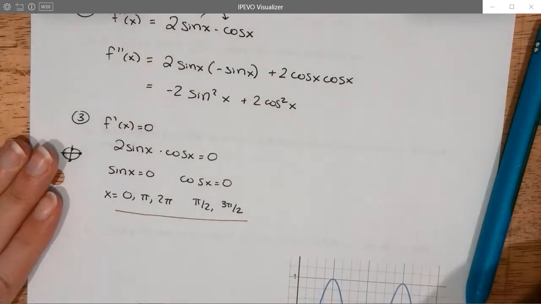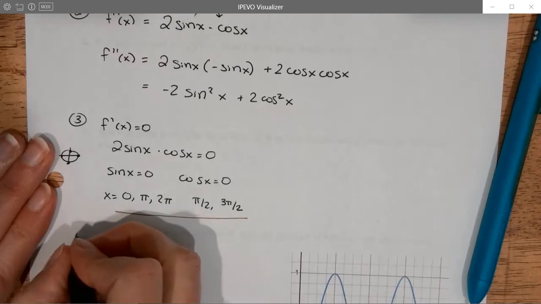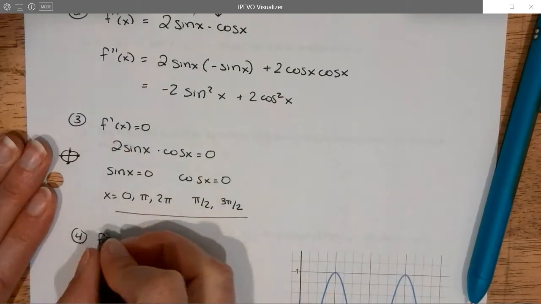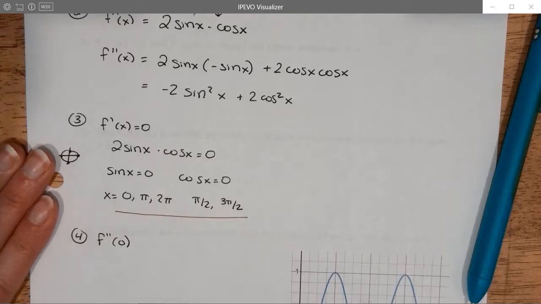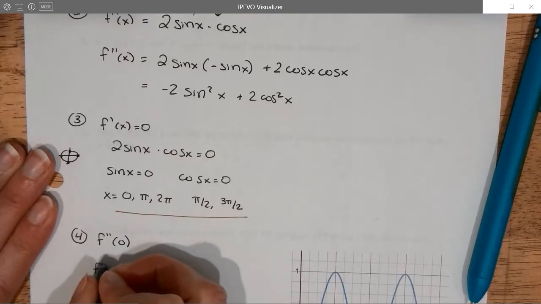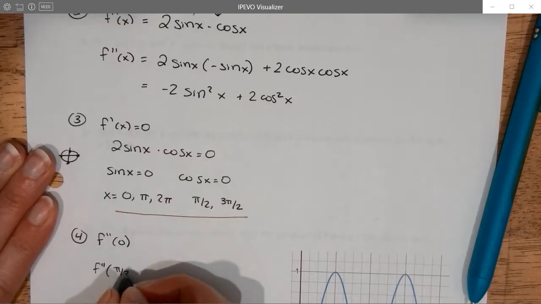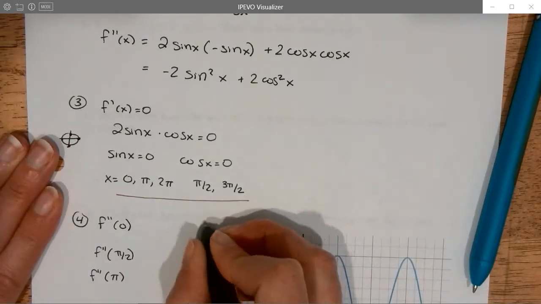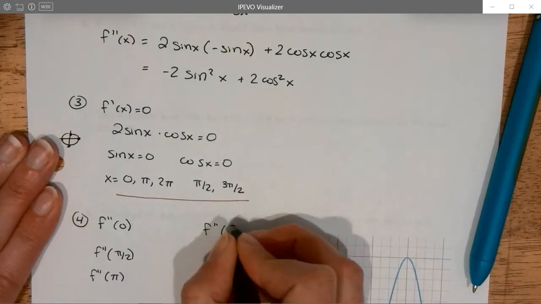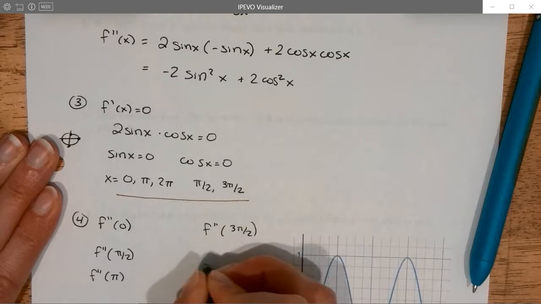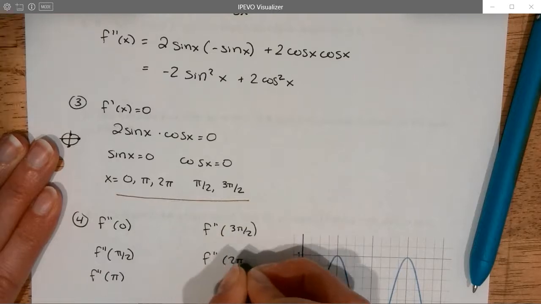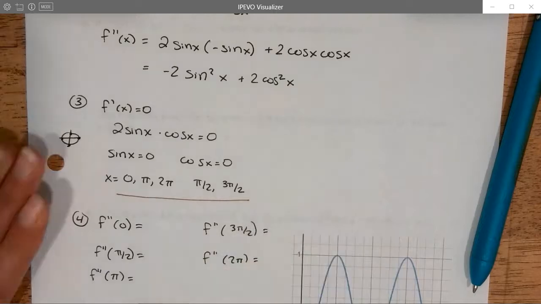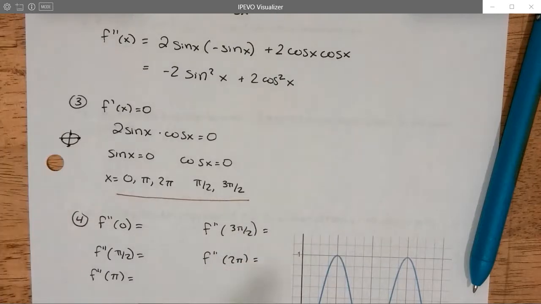Then in step 4, we want to plug these values into the second derivative. So we're going to evaluate f double prime at 0. I'm going to try to put them in order. So at pi halves, f double prime at pi, f double prime at 3 pi halves, and f double prime at 2 pi. Can evaluate all of these. Now, I don't care what the actual value comes out as, I just care if it's positive or negative.